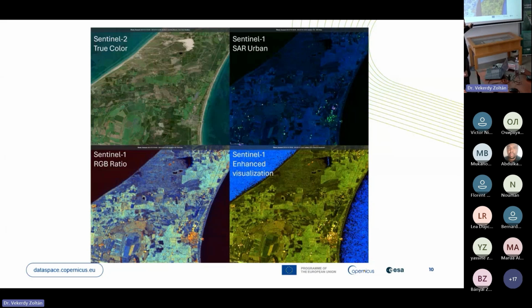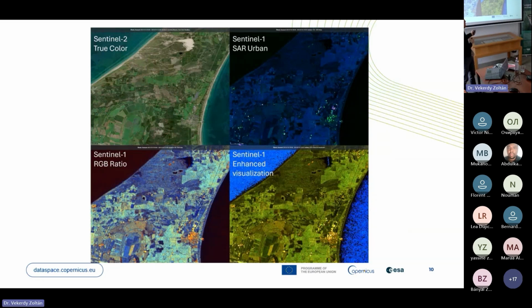This is Sentinel-1 urban, where we are taking again the VV and assigning it to the green, and the VH per VV is assigned to the blue. I wonder, let's assign it to the red. I'll have to check.